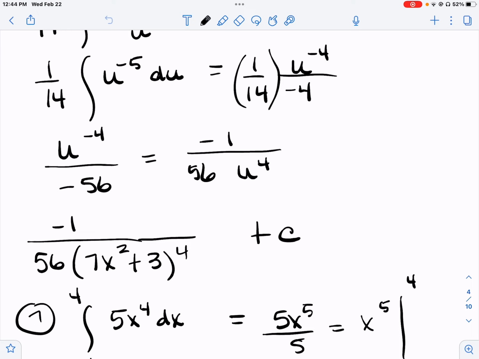Or you can leave it as raised to the -4 power, okay? But you've got to take that u and put it back in terms of x.